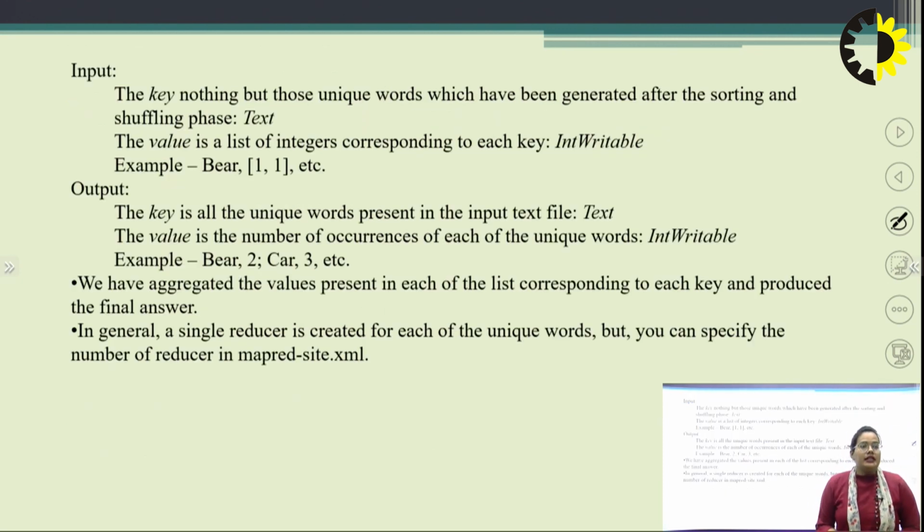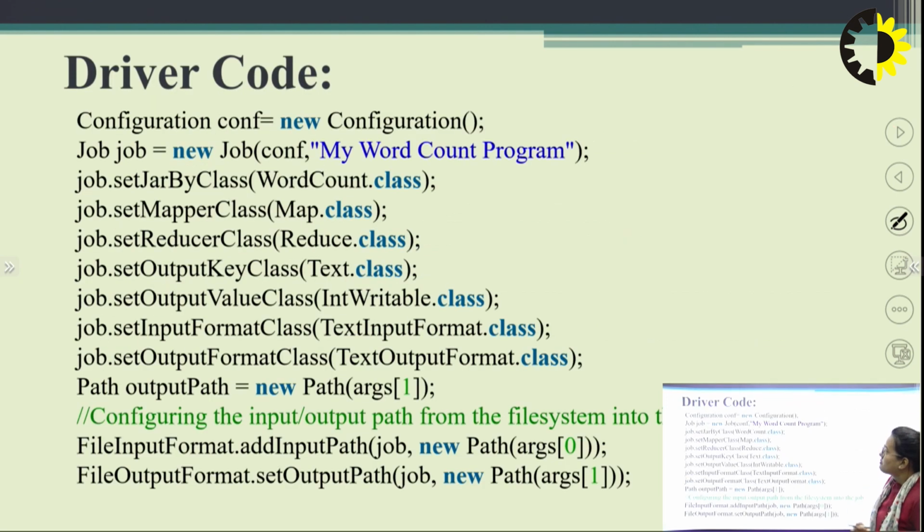Now the input key is nothing but those unique words which have been generated after the sorting and shuffling phase. The value is a list of integers corresponding to each key. Output will be, the key is all unique words present in the input file. The value is the number of occurrences of each of the unique words. So this is the final output. We have aggregated the values present in each of the lists corresponding to the key and produced the final answer. Last class will be driver code.